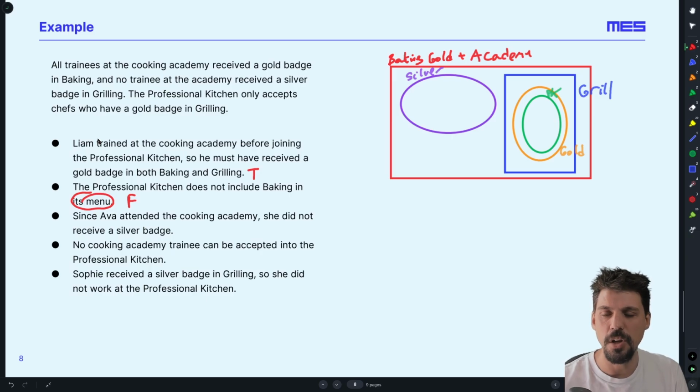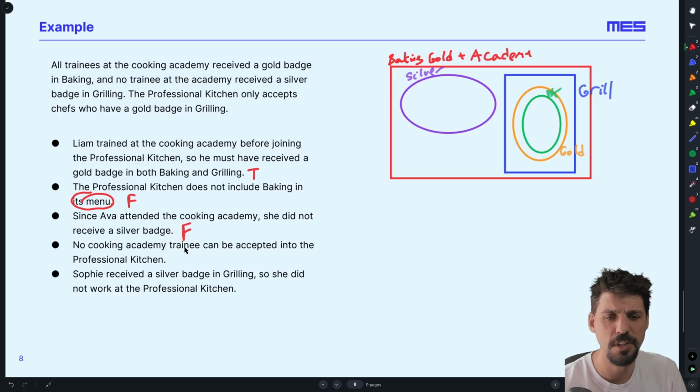Do not assume. Just because it says we need a gold badge in grilling, sure. But this tells me nothing about baking. It doesn't even tell me if grilling is on the menu. All right, we know nothing about its menu. Do not assume. Since Ava attended the cooking academy, we know she's in the big red box. She did not receive a silver badge. Not true. We only know that you do not get a silver badge in grilling if you're in the academy. Could be other subjects, could be broiling, could be something else, could be boiling, okay? So this is false. If it said she did not receive a silver badge in grilling, we could have said true, but there we go.